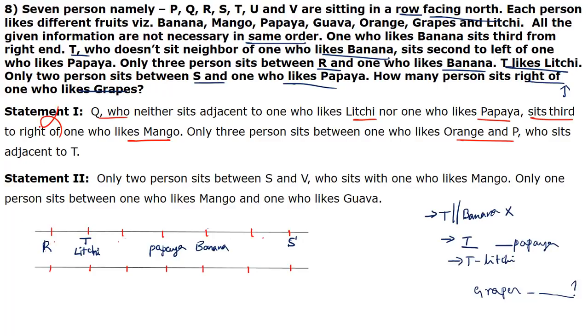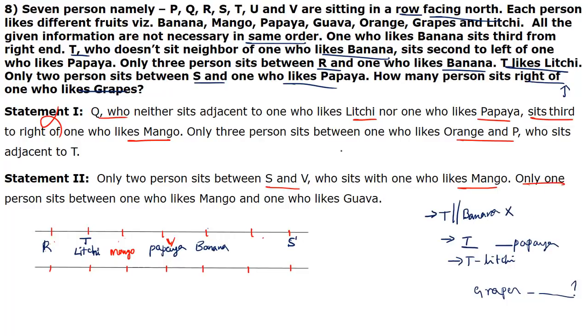Now let's check out statement 2. Only 2 persons sit between S and V. So only 2 persons are going to sit between S and V. S is here. Between S and V there is a gap of 2 persons, right? S is here. 1, 2. So V can be at this particular place. V sits with the one who likes mango. So V will be sitting with the one who likes mango. So V is here. Mango cannot be placed here. Then only one possibility, that mango has to be at this place.